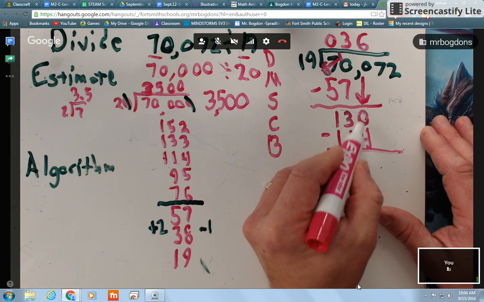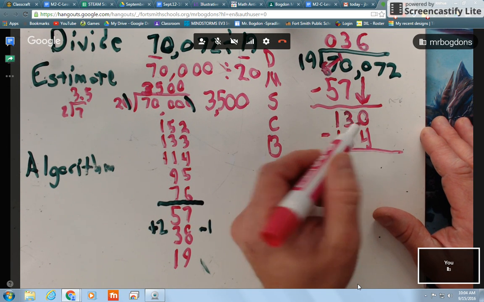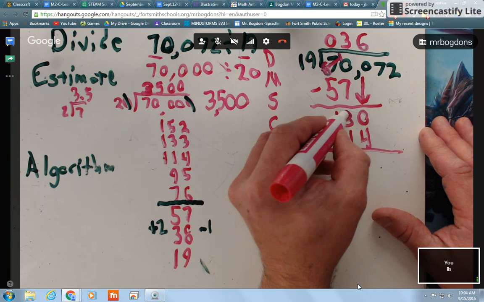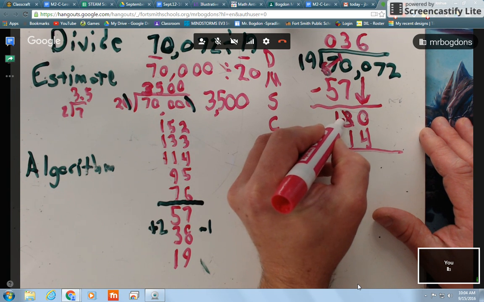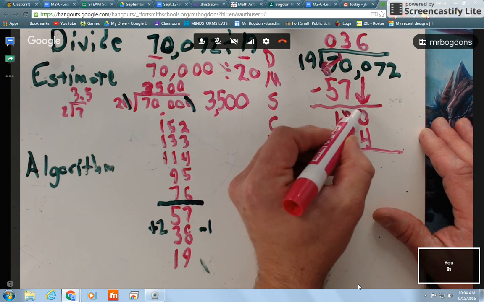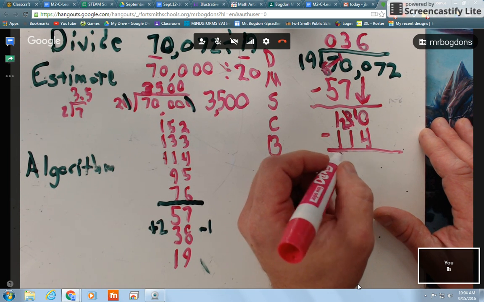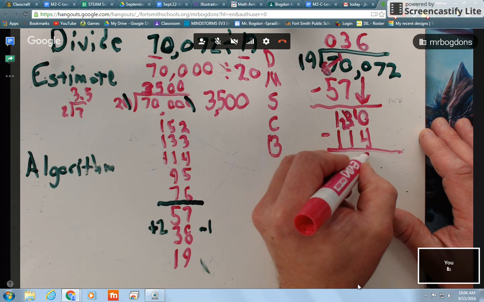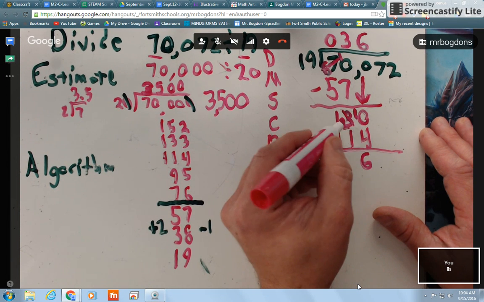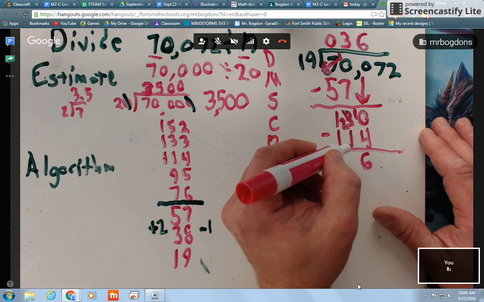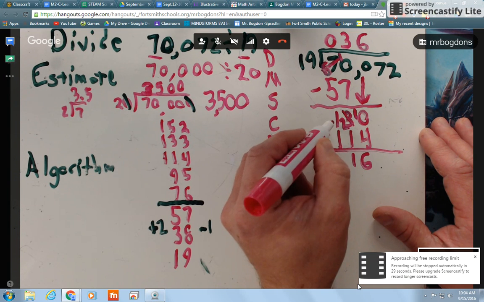Can I take 4 away from 0? I need to regroup, right? So my 3 over here becomes a 2. That becomes a 10. Now I have 10 minus 4. 2 minus 1. 1 minus 0.